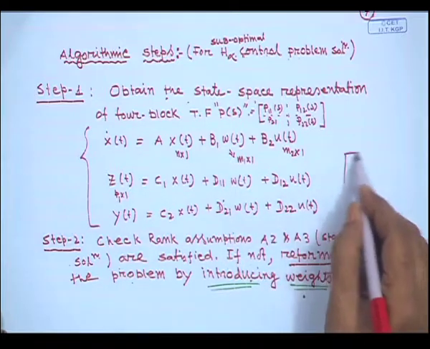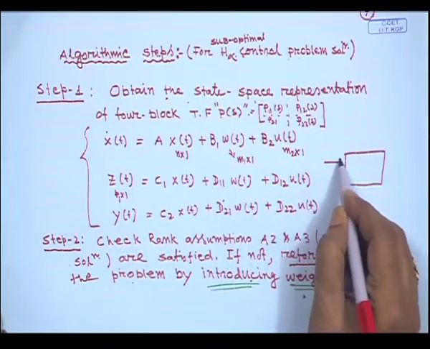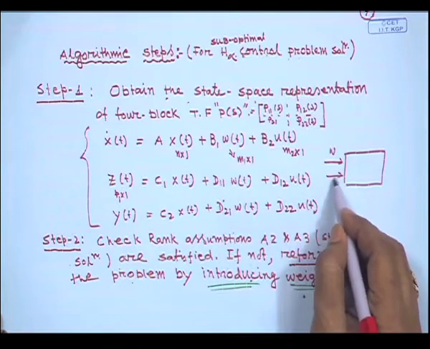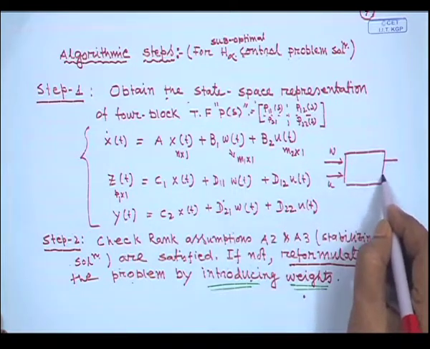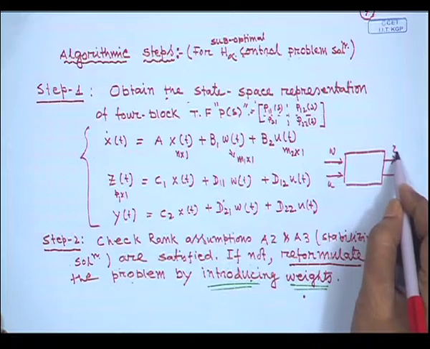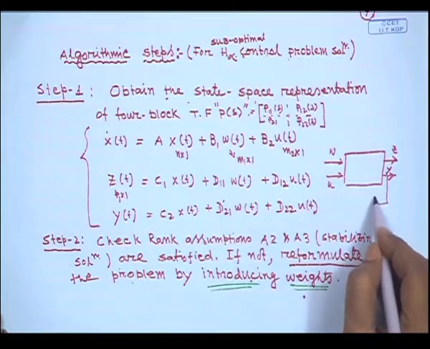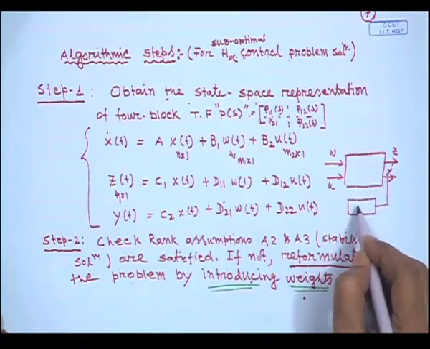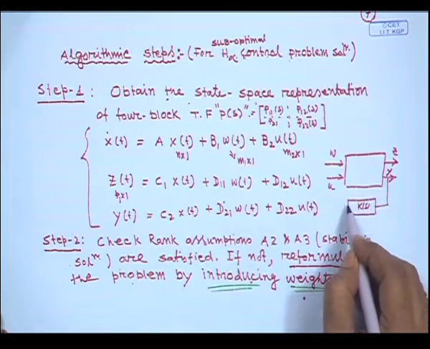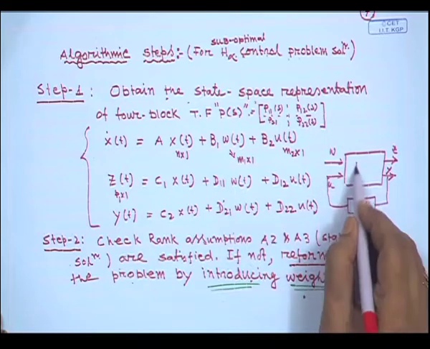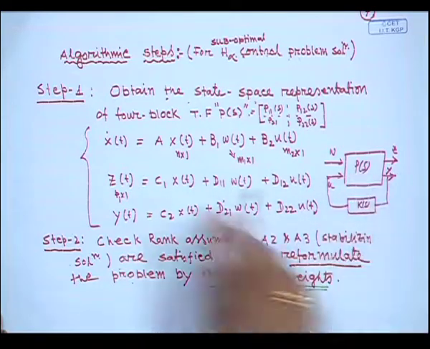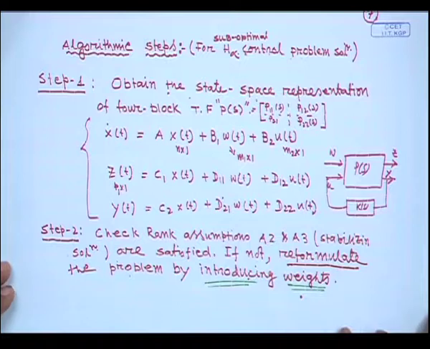It is something like this form: there are 2 inputs, W and U, and the outputs are Z, the regulated output, and Y. We have a controller U designed based on our controller K of S. So, this is our P of S. The 4 block representation you have to write this way.